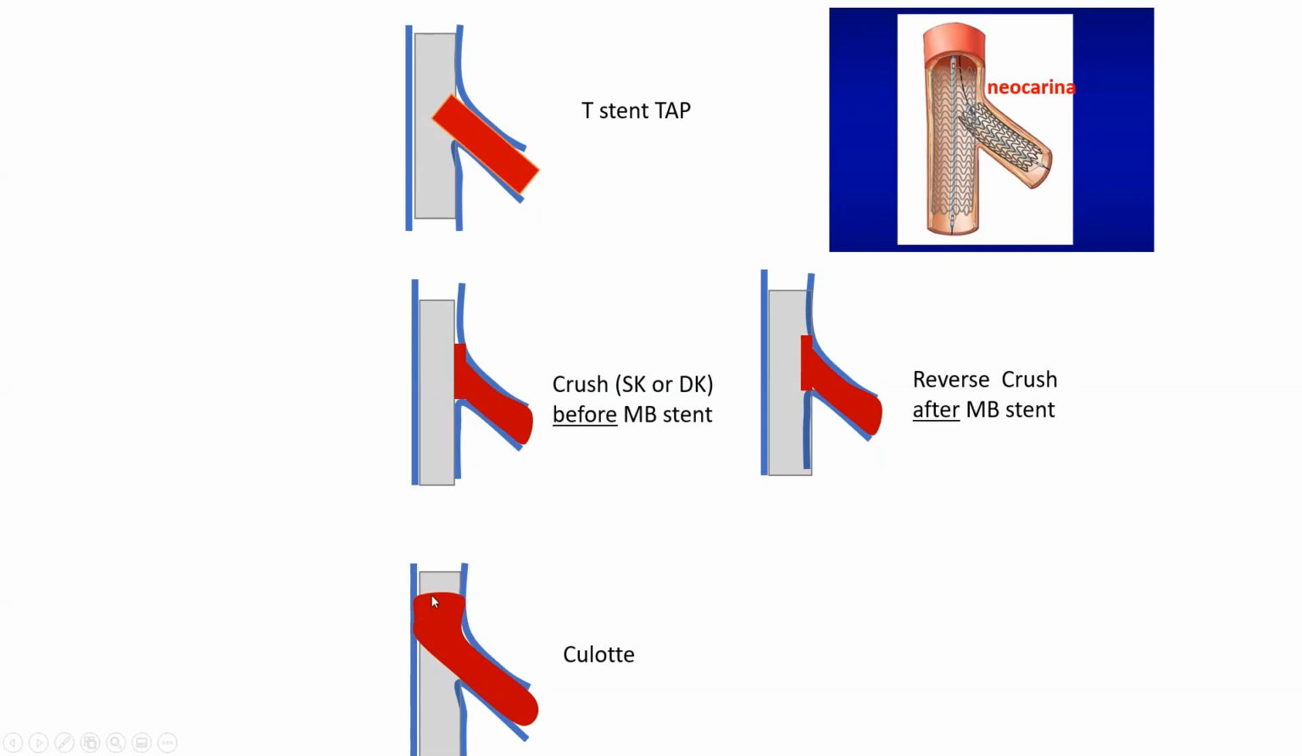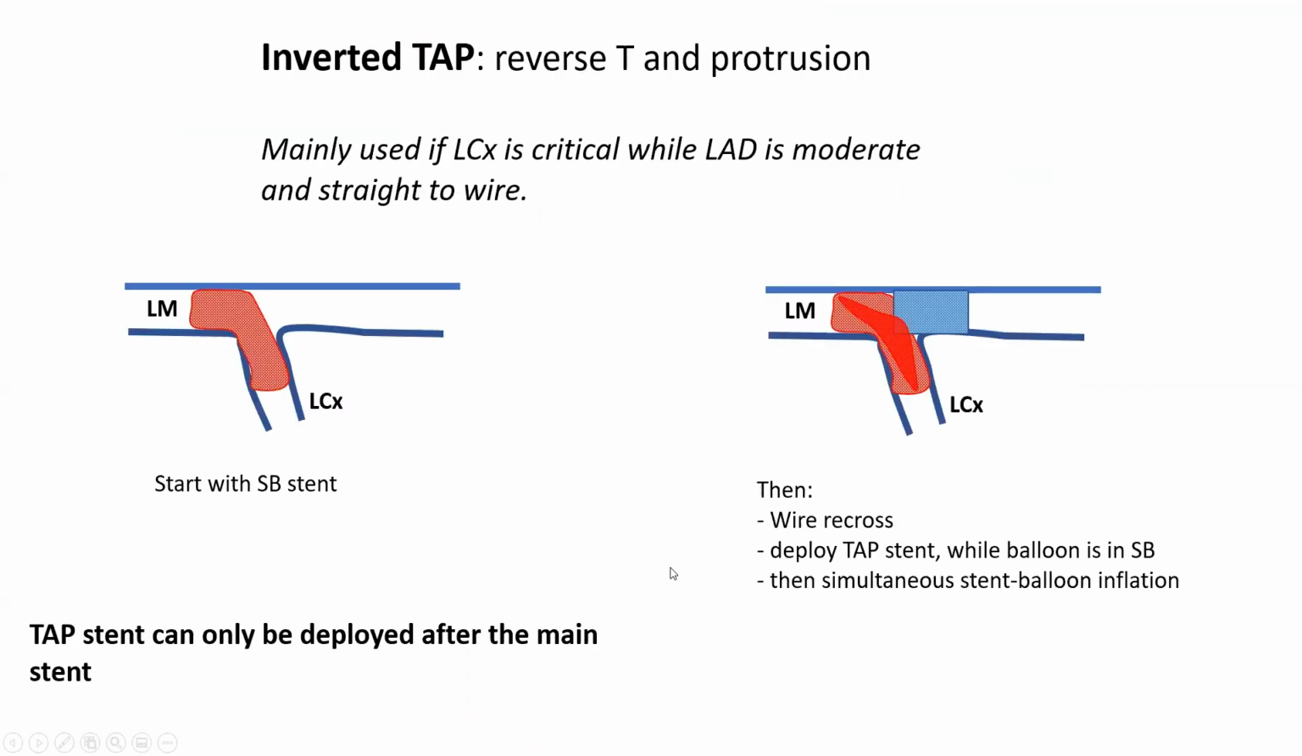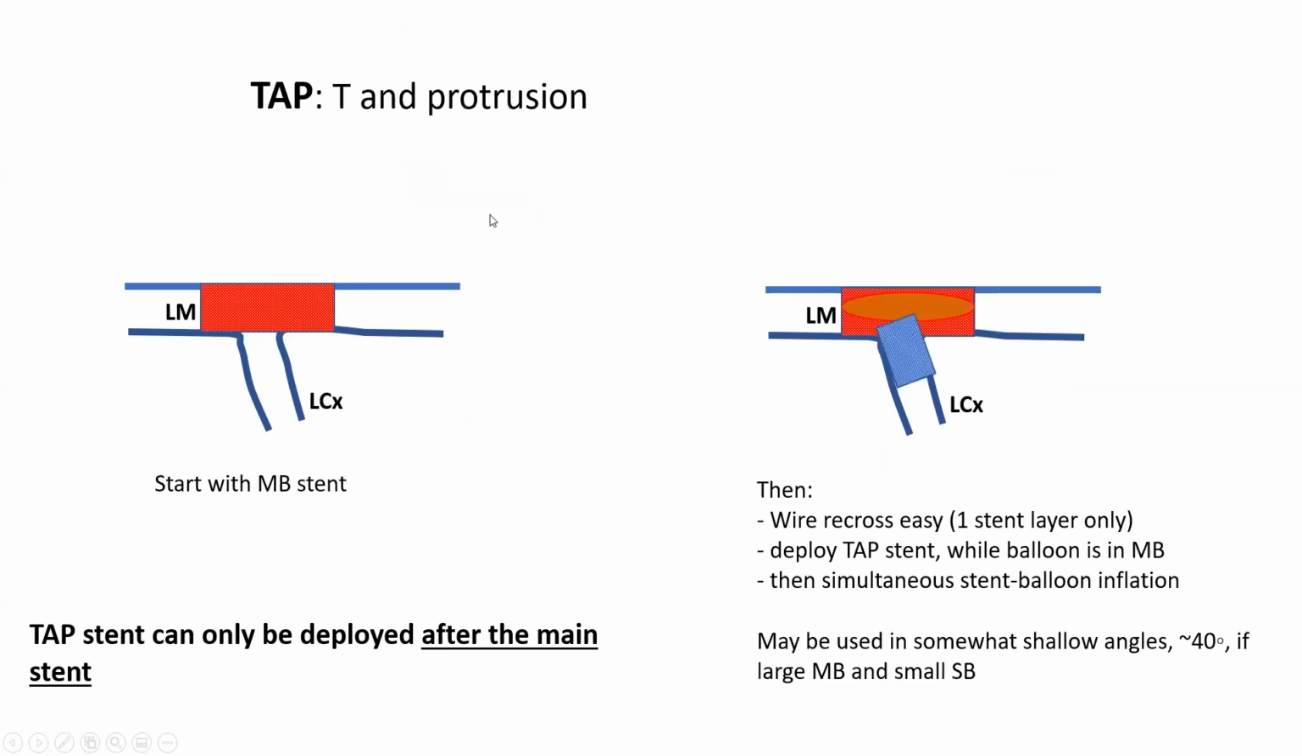You have more stents overlap in those, more metal than in this technique. Also notice when you rewire with TAP, here after we deploy our stent, I have to rewire. I'm rewiring only one stent layer.